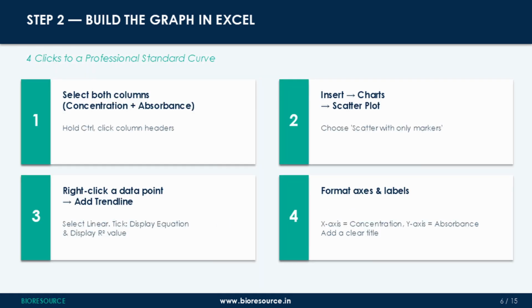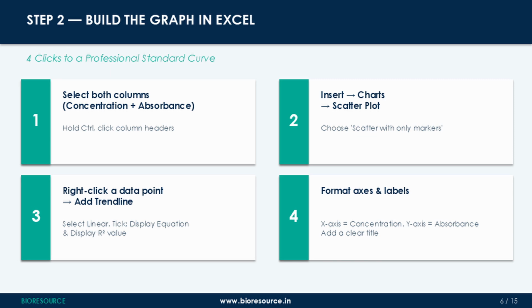Now, building the graph. There are 4 steps. Step 1. Select both your columns. Click the header of your concentration column, hold Ctrl and click the header of your absorbance column. This selects both without selecting everything in between. Step 2. Go to Insert, then Charts, and then choose Scatter Plot. Specifically, scatter with only markers, not the line chart, not the bar chart, just a scatter. This is the correct chart type for regression analysis because it treats both axes as continuous numerical values.